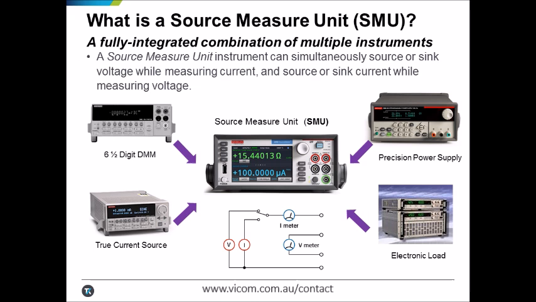Stated in the simplest possible terms, a source measure unit instrument integrates the capabilities of a precision power supply with those of a high-performance digital multimeter. For example, SMU instruments can simultaneously source or sink voltage while measuring current, and source or sink current while measuring voltage. They can be used as standalone constant voltage or constant current sources, as standalone voltmeters, ammeters, and ohmmeters, and as precision electronic loads. Their high-performance architecture also allows using them as automated current voltage or IV characterization systems.